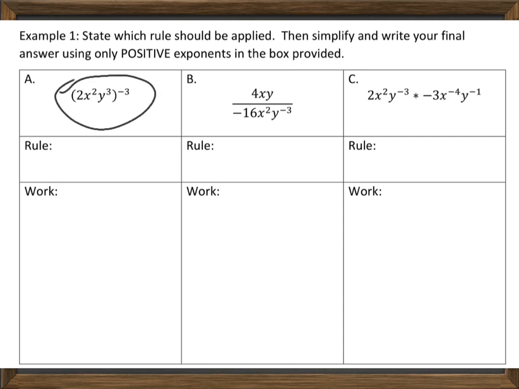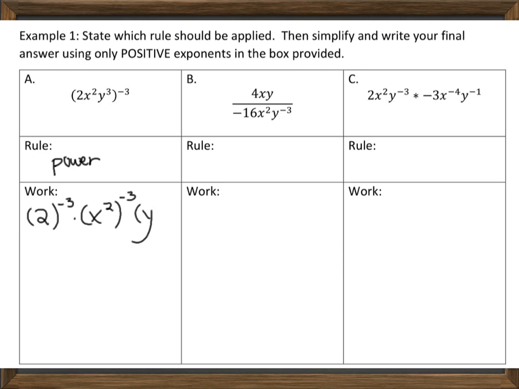So, if we look at part A, what rule should be applied? The product rule, quotient rule, or power rule? Remember, it's a good idea to pause the video, see if you're correct by making a guess, and then unpause it to check yourself. So the answer here is that we are going to apply the power rule. In other words, everything inside the parentheses is getting raised to the negative third power. So we have 2 raised to the negative third power, x squared raised to the negative third power, and y cubed to the negative third power.